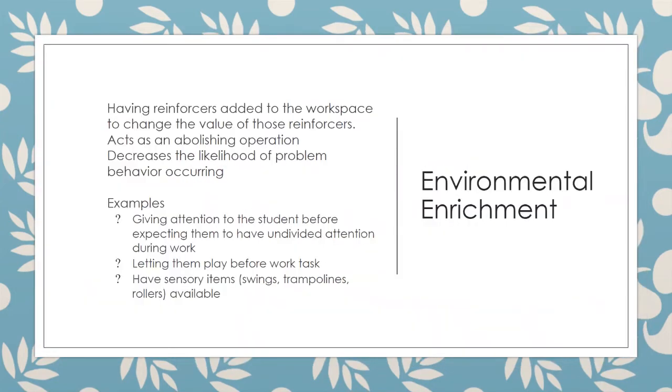Environmental enrichment involves having reinforcers added to your workspace to change the value of those reinforcers. This acts as an abolishing operation, which will decrease the likelihood of problem behavior occurring. For example, we can give attention to a student before they are expected to do work and have their undivided attention, which will lessen the need for attention. We can let them play before a work task, which will also decrease that need to play. And we could also have sensory items such as swings, trampolines, or rollers available to them at all times.